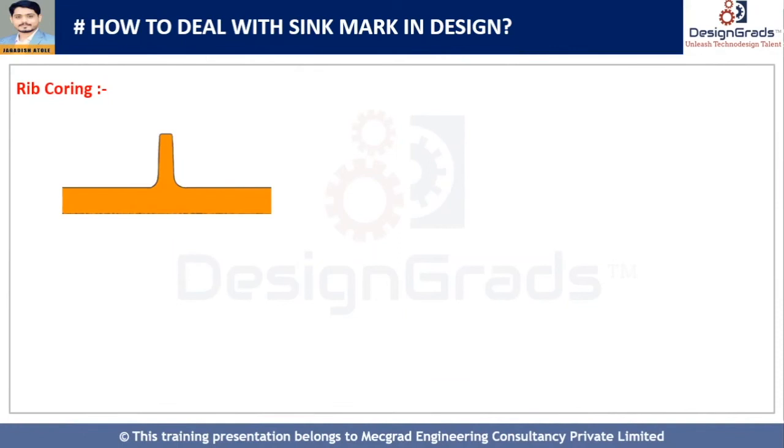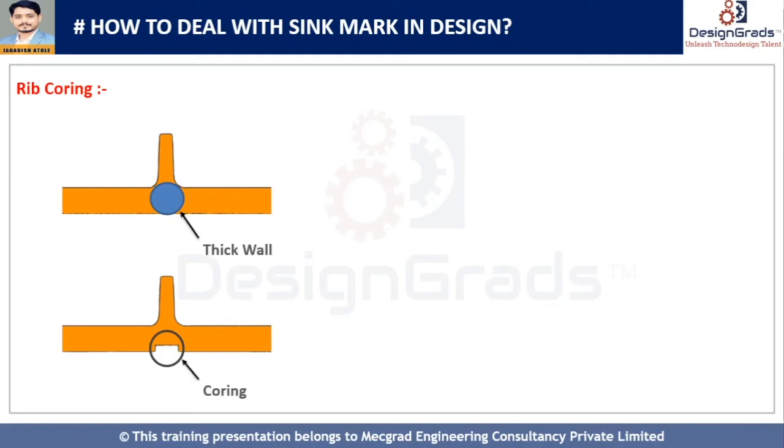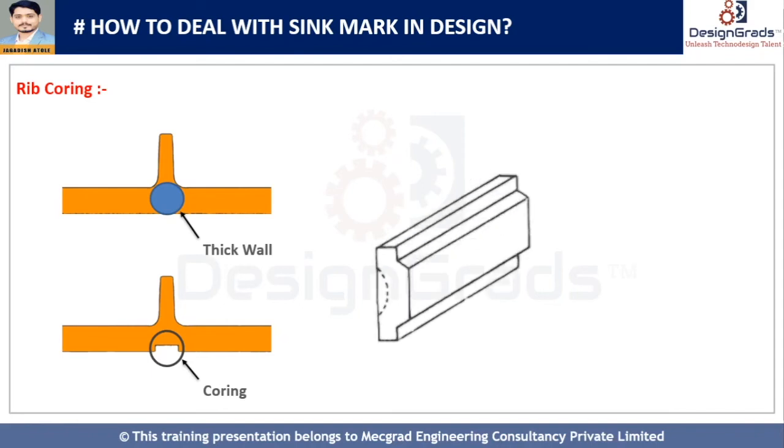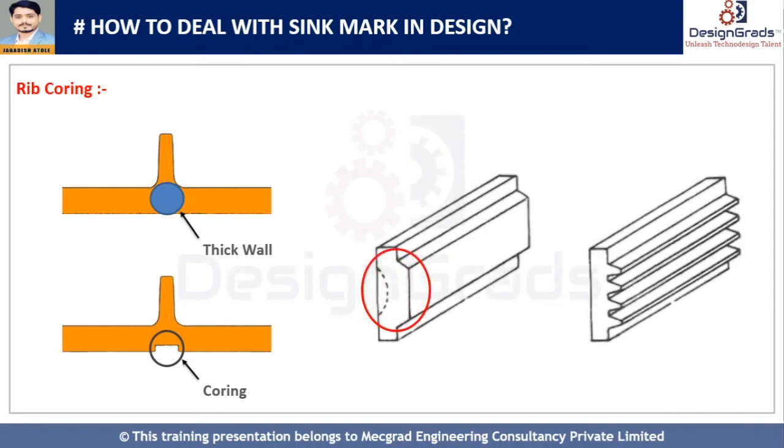In this diagram, this is the thick wall at the base of the rib which can cause the sink mark. So core out the thick ribs from below to create the blank area and thin the rib walls like this. This will help to mitigate the cosmetic sinks. Here also in this diagram, the region can be cored out like this. So coring out the thick ribs is the way to reduce the sink mark.